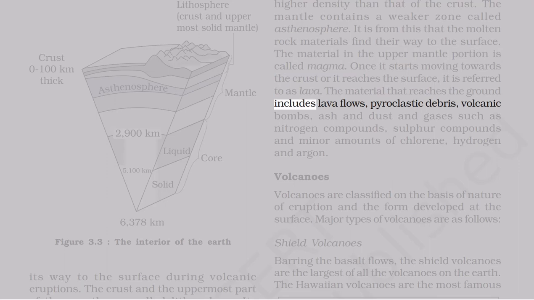The material that reaches the ground includes lava flows, pyroclastic debris, volcanic bombs, ash and dust and gases such as nitrogen compounds, sulfur compounds and minor amounts of chlorine, hydrogen and argon. Volcanoes. Volcanoes are classified on the basis of nature of eruption and the form developed at the surface. Major types of volcanoes are as follows. Shield volcanoes. Barring the basalt flows, the shield volcanoes are the largest of all the volcanoes on the Earth. The Hawaiian volcanoes are the most famous.